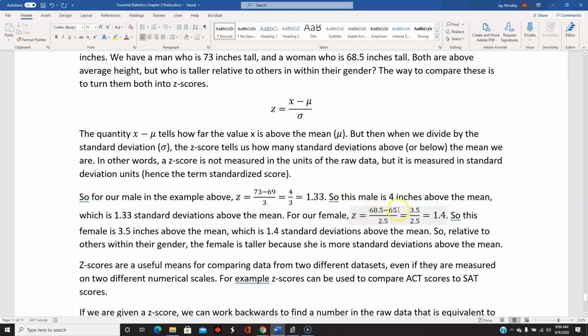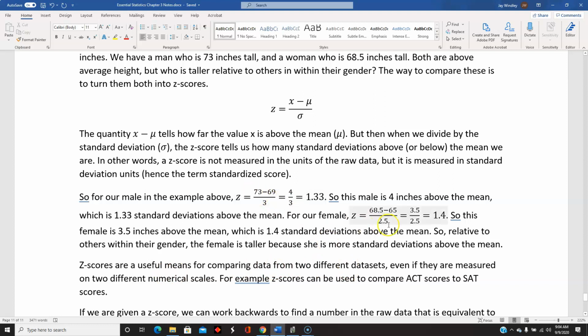Do the same thing for the female. Her height of 68.5 minus the mean of all females divided by the standard deviation of all females. So she's 3.5 inches above the mean. When you divide that by the standard deviation, we get that she's 1.4 standard deviations above the mean. So the female is actually taller relative to those in her gender than the male is, because she is more standard deviations above the mean than the male is.